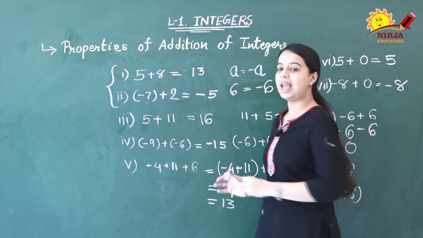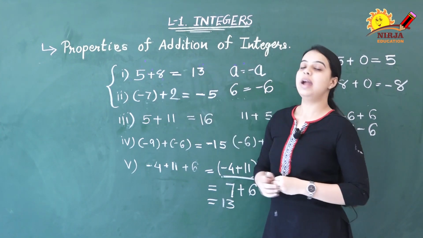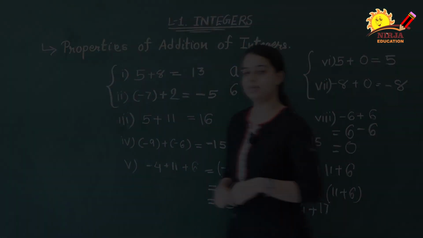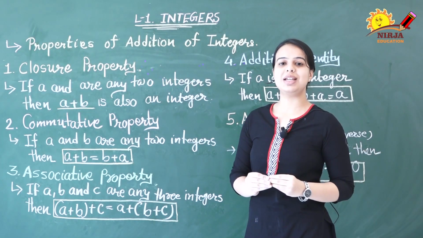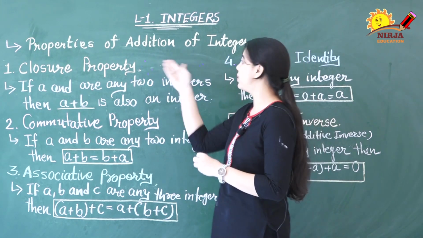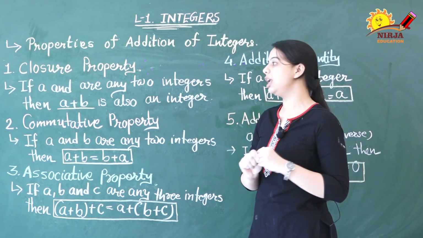So from all these examples, we have concluded the 5 properties for addition. Now let's see these 5 properties in one frame. Just now we have seen some examples, and from those examples we have discovered our properties of addition. So let's see all the properties quickly together.